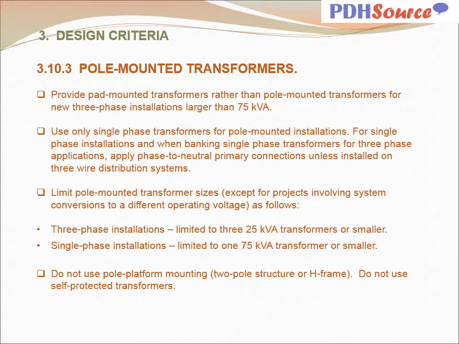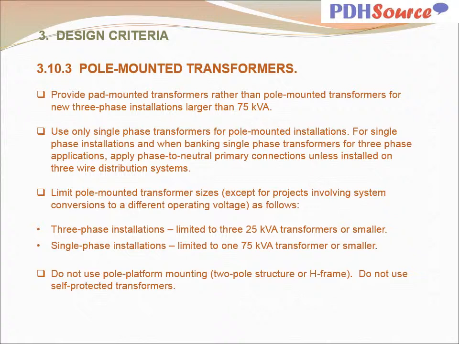Provide pad-mounted transformers rather than pole-mounted transformers for new three-phase installations larger than 75 kVA. Use only single-phase transformers for pole-mounted installations. For single-phase installations and when banking single-phase transformers for three-phase applications, apply phase-to-neutral primary connections unless installed on three-wire distribution systems. Limit pole-mounted transformer sizes, except for projects involving system conversions to a different operating voltage, as follows.